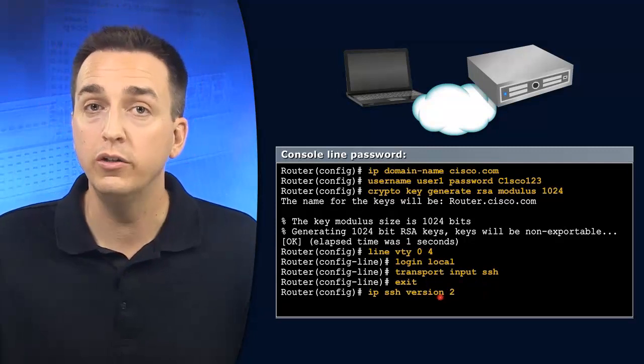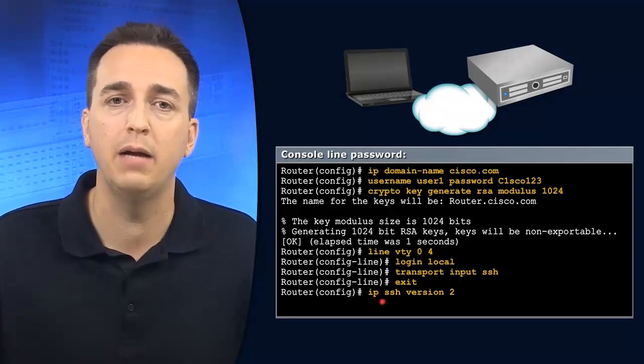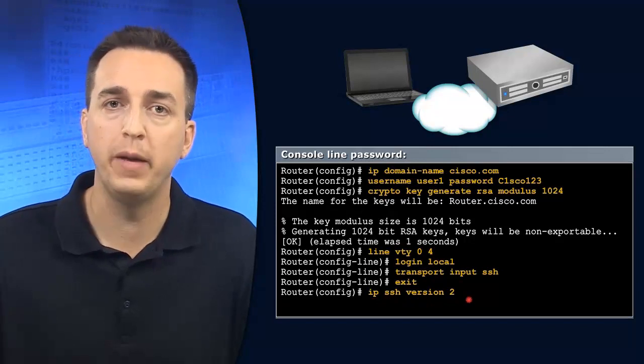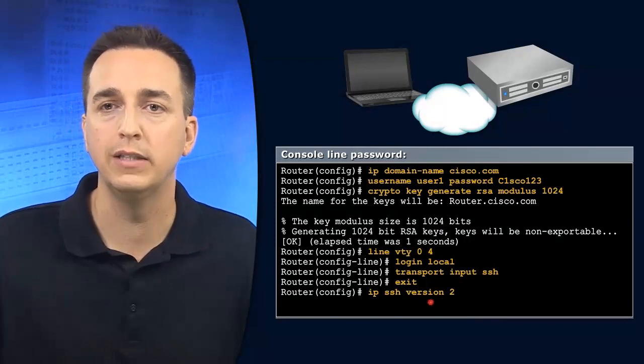And then if we want to use, which we should use, version 2 of SSH, we type in IP SSH version 2. So make sure, though, that the cryptographic keys you're using are greater than 768 to use SSH version 2.